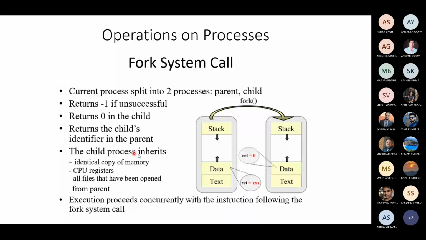The child process inherits all the properties: an identical copy of memory, CPU registers, and all the files that have been opened from the parent. Whatever the parent has, all the details are copied exactly to the child. So when you call fork, the same process control block information, everything, is copied into the child process. Execution proceeds concurrently with the instruction following the fork system call. Is this clear?